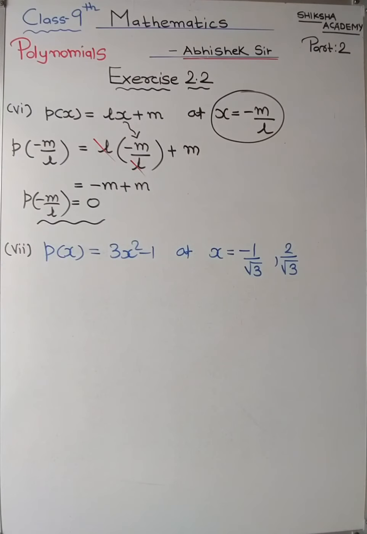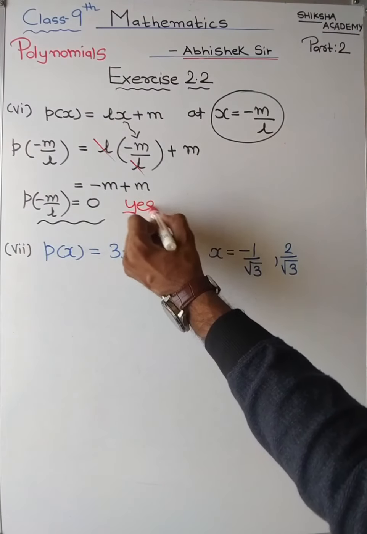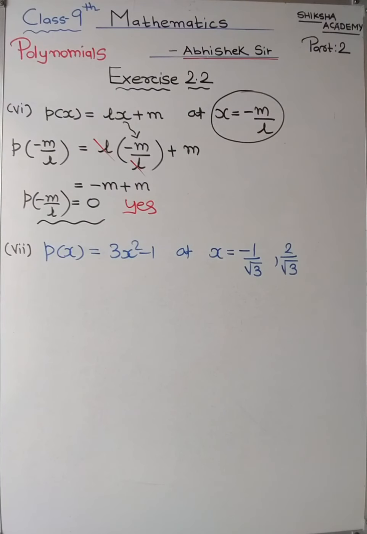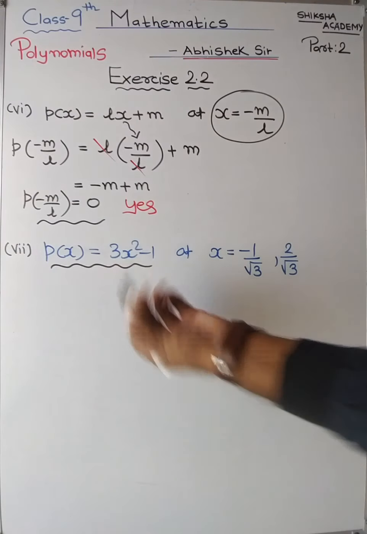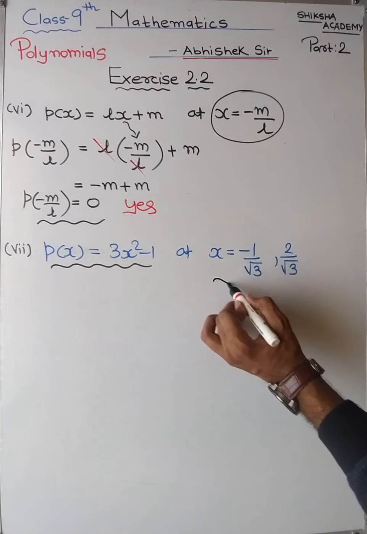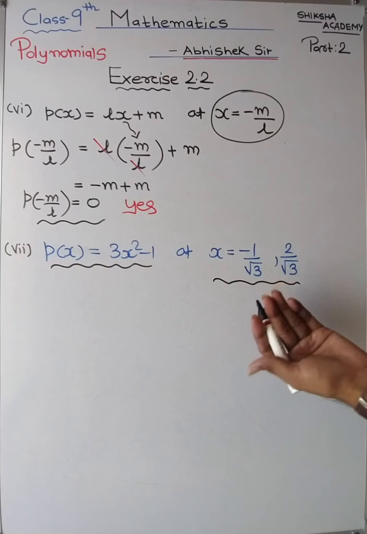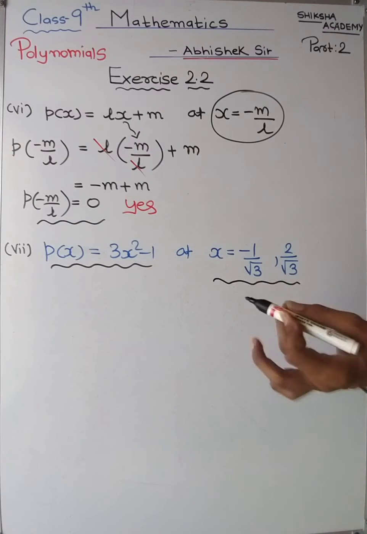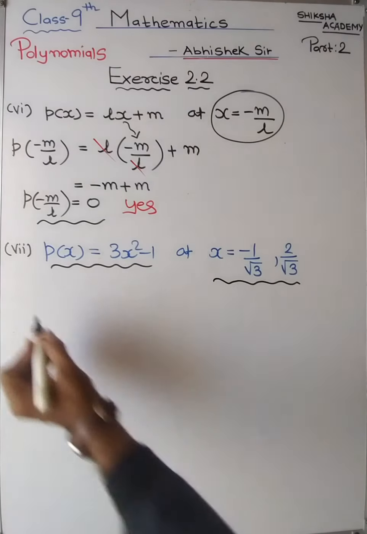So finally what we will write in the answer is that yes, minus m by L is the 0 of the polynomial. Clear? The next question is a normal one. You can see p of x is 3x square minus 1, but the value of x given is, first of all, a fraction, and then it is in root, so you will naturally find it a little bit confusing. But let us solve it.